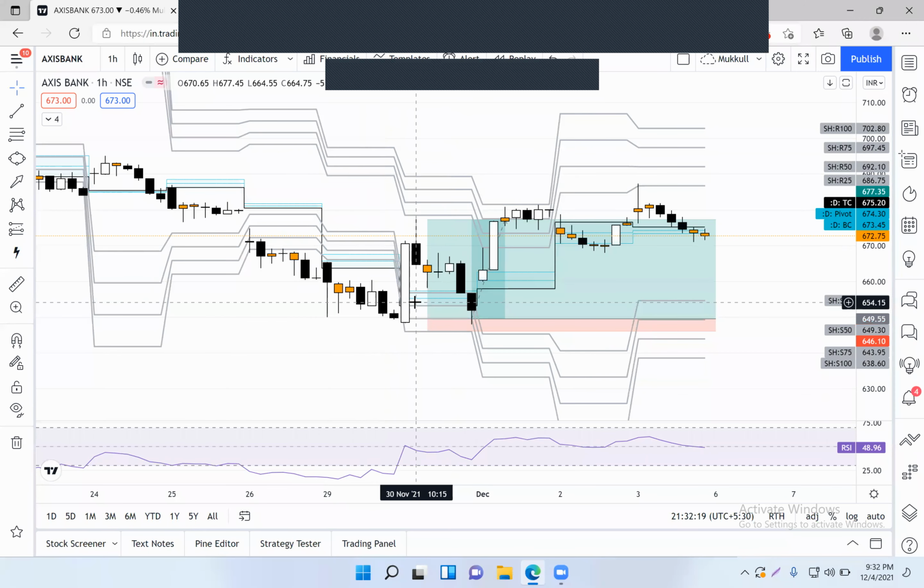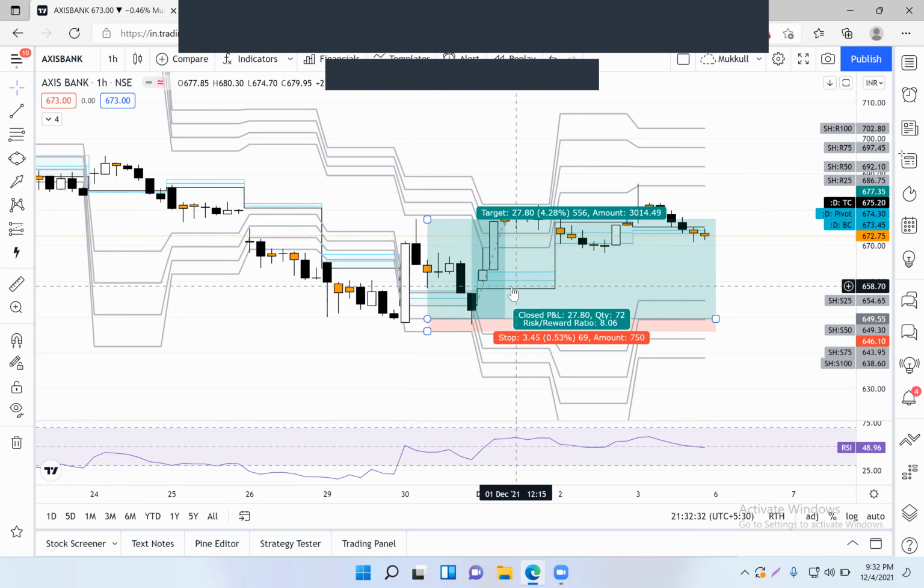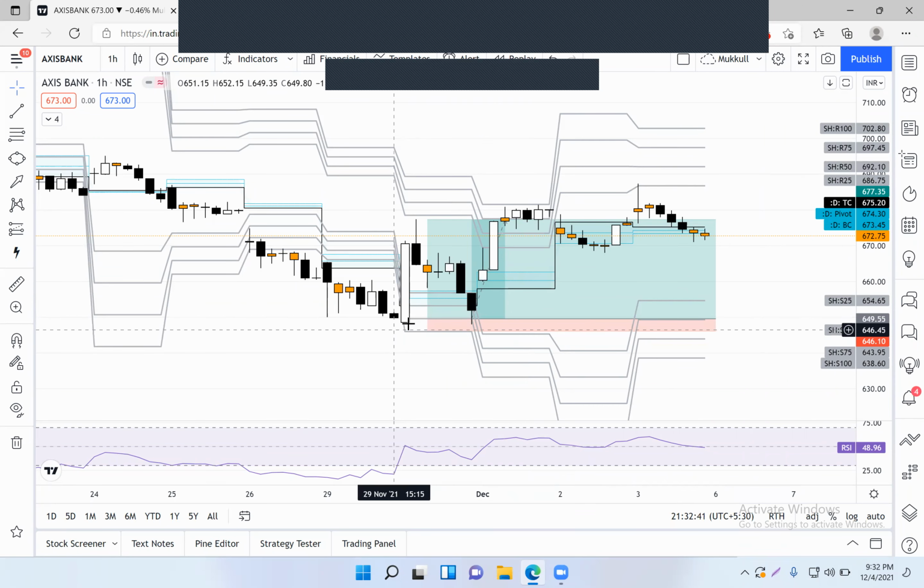Now imagine this thing in high beta or in certain operator driven stocks. Correct? What kind of returns you can get? So these are low risk, high target entries. Okay, and you see again, what is this?